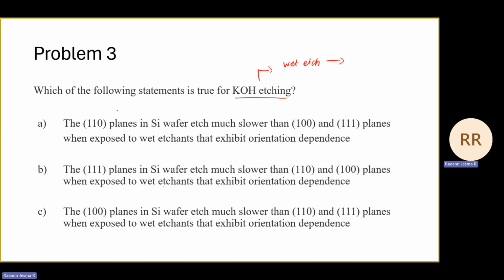So in the first option, they are telling us that 110 planes etch much slower than 100 and 111 planes. In the second option, the 111 plane etches much slower than 110 and 100 planes. Then in the third option, the 100 planes etch much slower than 110 and 111 planes. So what do you think is the correct answer?